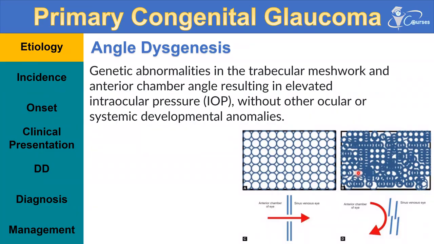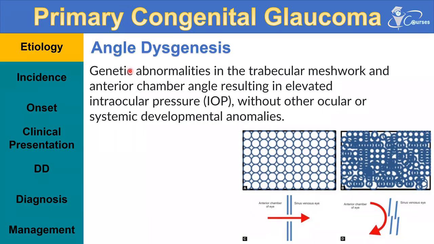However, in those patients with primary congenital glaucoma, the trabecular meshwork openings are not well aligned, so the aqueous will not be able to pass outside the eye, or will not be able to drain through the trabecular meshwork to go to the canal of Schlemm and the venous system of the eye. So the aqueous will be trapped, increasing the intraocular pressure. So it is an angle dysgenesis.